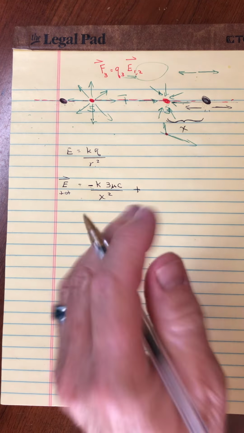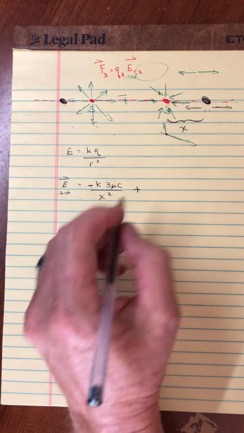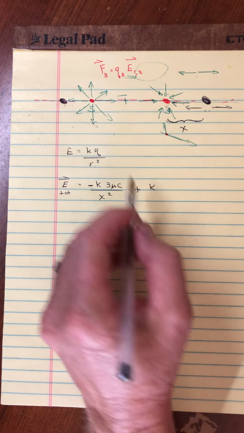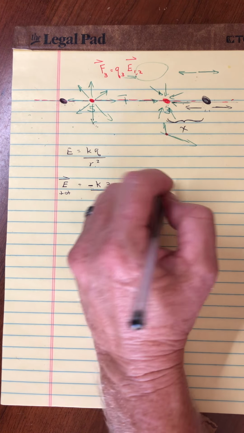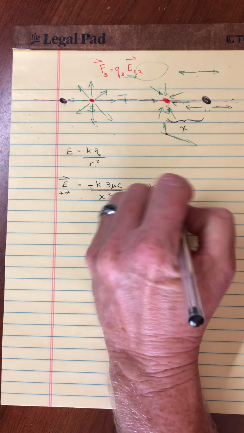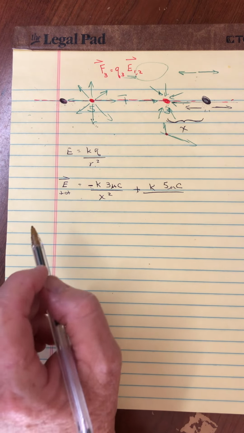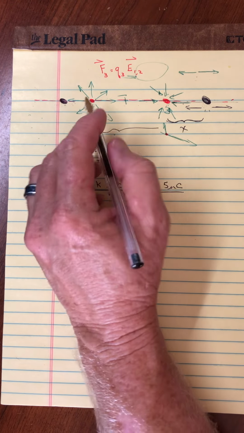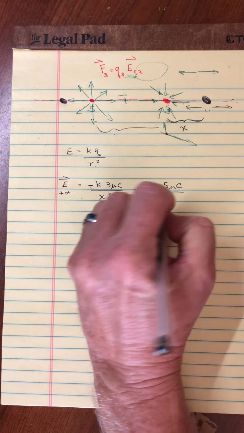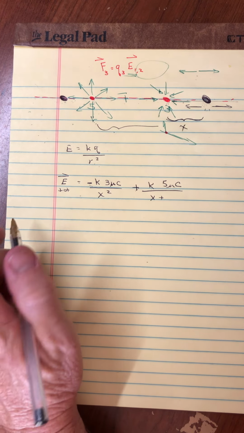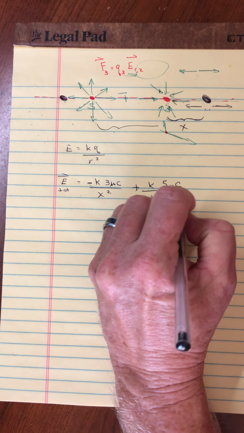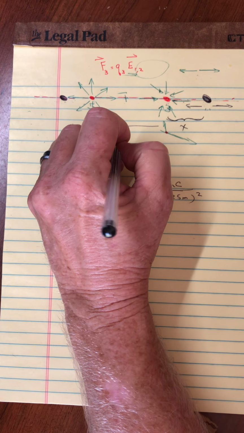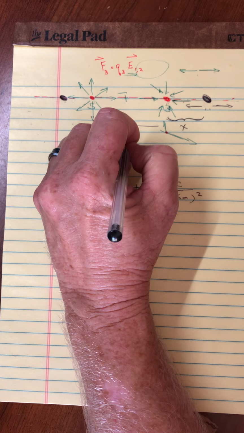So then I'm going to add to this the field from this one, which over here would be in the positive direction, so also positive. It'll be Coulomb's constant, 5 microcoulombs, and again, we can have a discussion about whether they should be in microcoulombs or coulombs in a second. But the distance here would be further. It would be not only the x, but x plus, and then we come back to the problem. Looks like 1/4 of a meter is this extra separation distance.